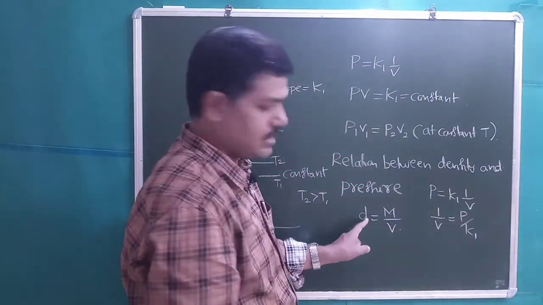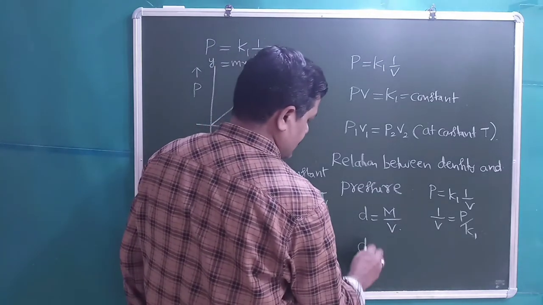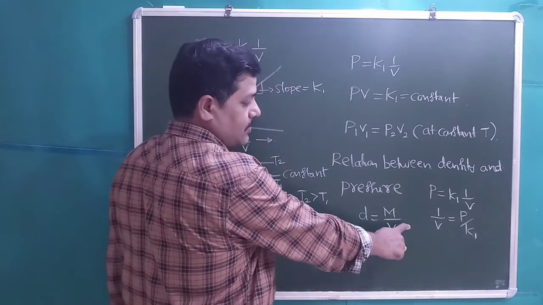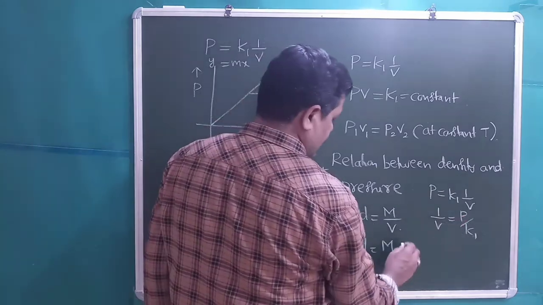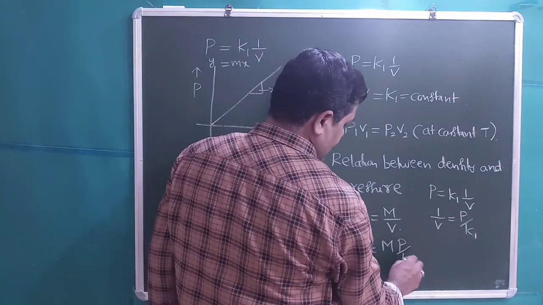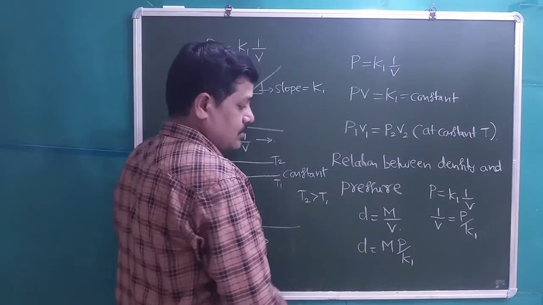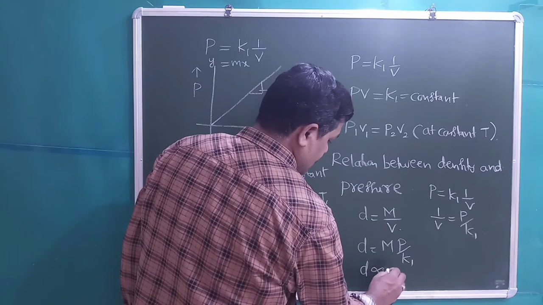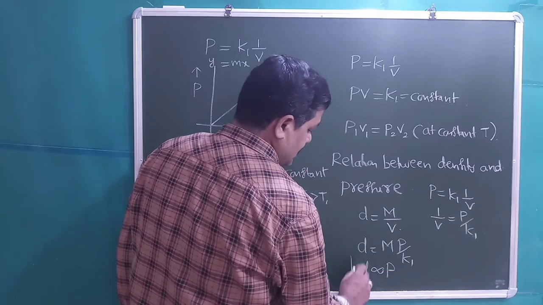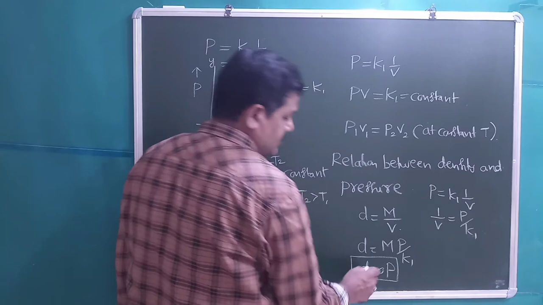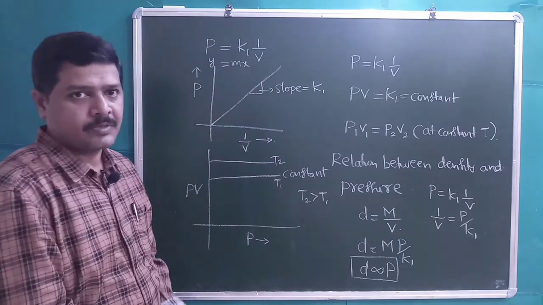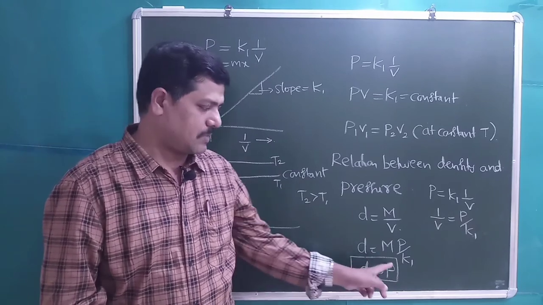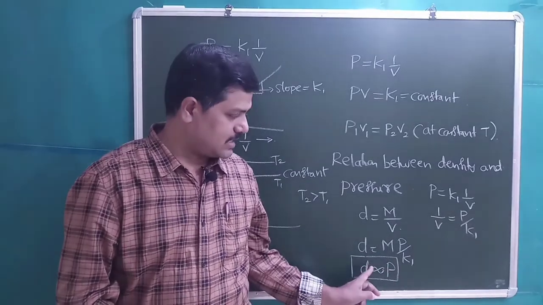Let us substitute in the density formula. D is equal to M into 1 by V. In place of 1 by V I am substituting P by K1, right? So that means D is directly proportional to P. Density of a gas is directly proportional to its pressure. So that means as the pressure increases, density increases. As the pressure decreases, density decreases.